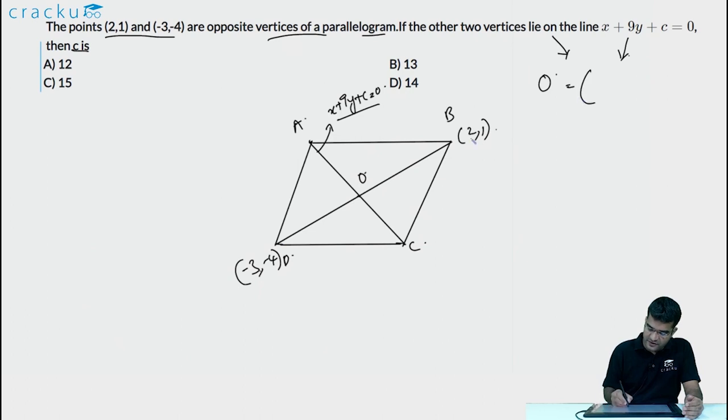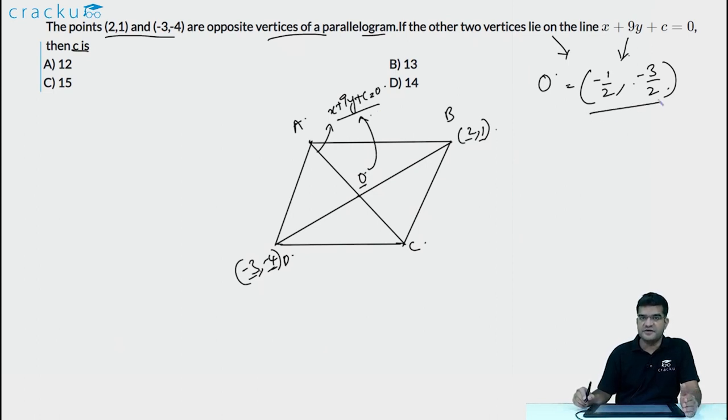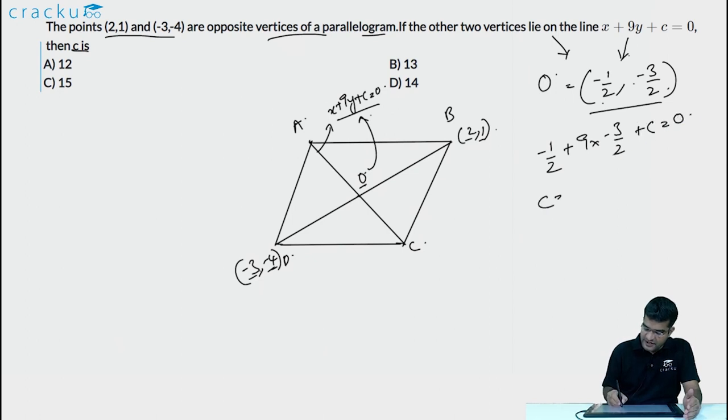So the coordinates of O will be (2 + (-3))/2, which is -1/2. And the y coordinate will be (1 - 4)/2, which is equal to -3/2. So O lies on the line x + 9y + c = 0. If you substitute the coordinates of O in the given line, it should equal 0. That is, -1/2 + 9 times (-3/2) + c = 0, or the value of c is equal to 1/2 + 27/2, which is 28/2, which is equal to 14. So the value of c is 14.